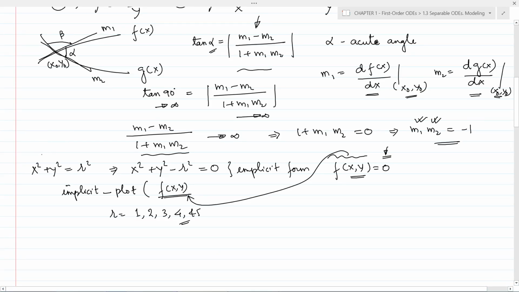Now, for the family of straight lines passing through origin, the equation is y equal to mx, and we see that this is in the form y equal to f of x, which is the explicit form of a function. To plot an explicit form of a function, we have the command plot, in which the argument is this f of x. One important thing to remember is the left hand side should be only y and the right hand side function should be plugged in this plot command to plot the graphs of the function y equal to f of x.